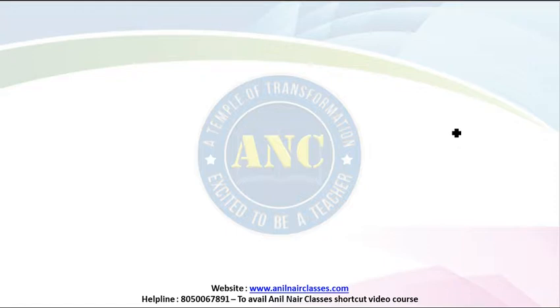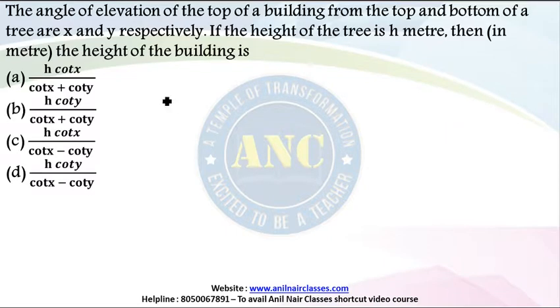Please see question number 14, sir. Question number 14 says, the angle of elevation of the top of a building from the top and bottom of a tree are x and y respectively.